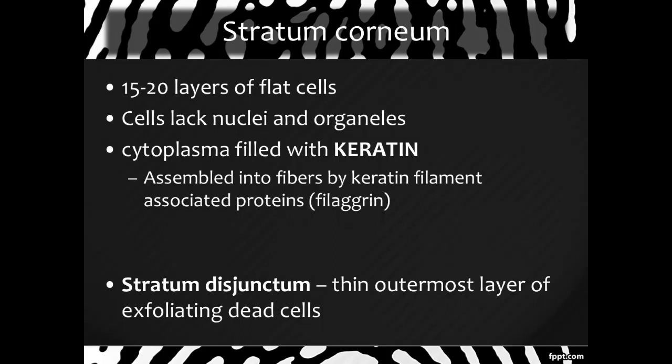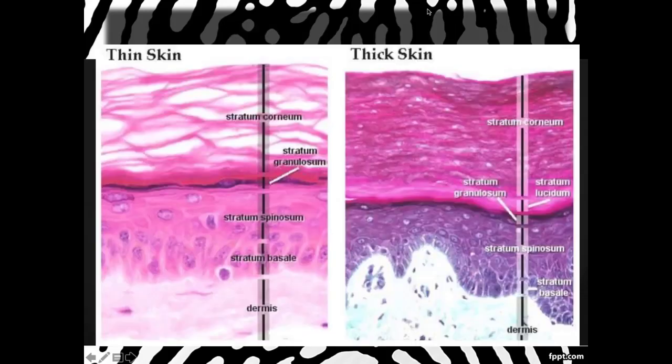Sometimes we distinguish the outermost layer, which is exfoliating, as the stratum disjunctum, because the cells on the outermost surface are sloughed off, they are exfoliated. So this layer is called the stratum disjunctum, but it is a part of stratum corneum.